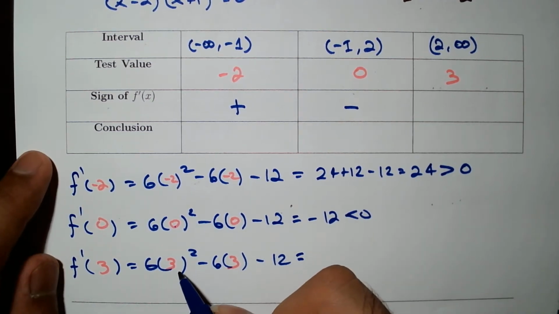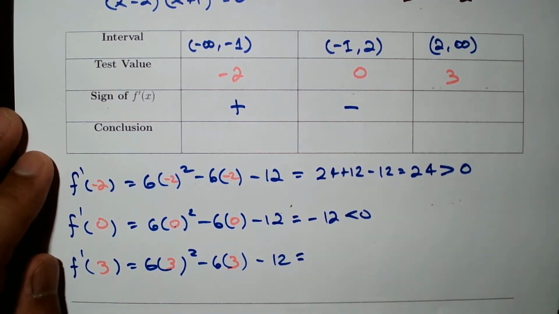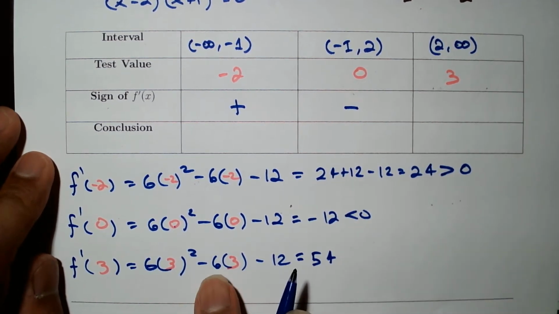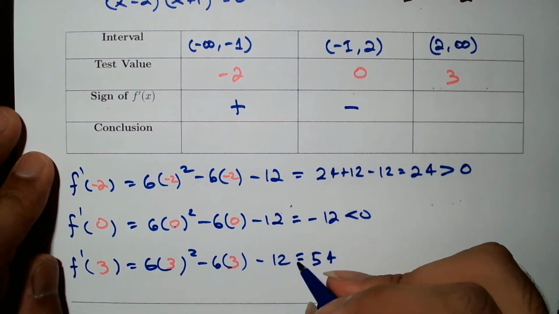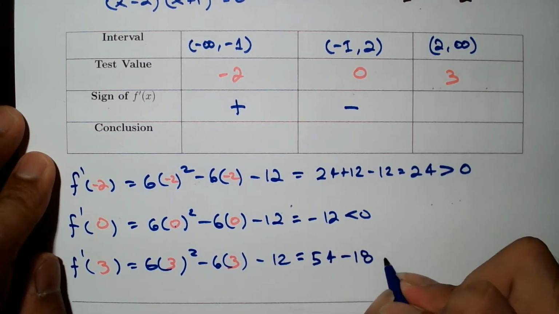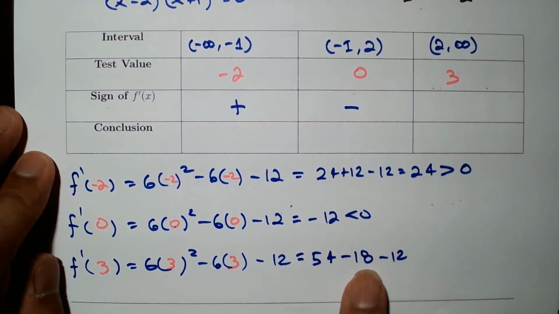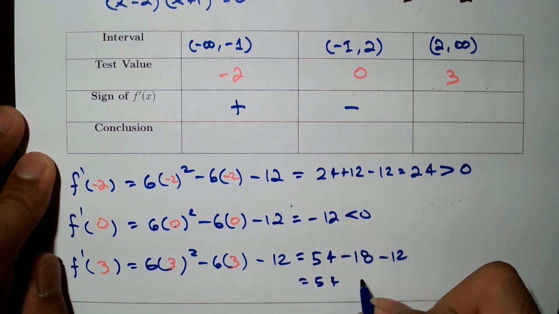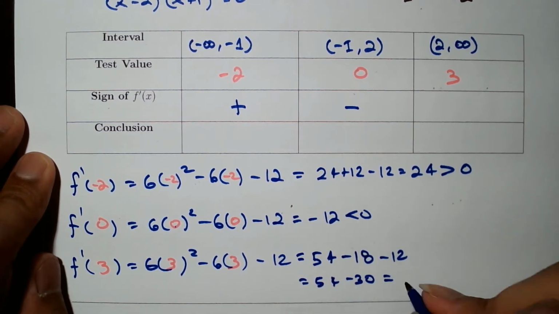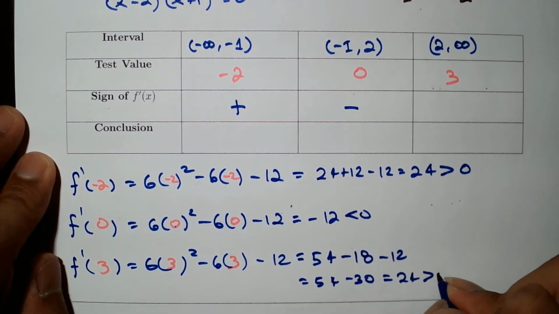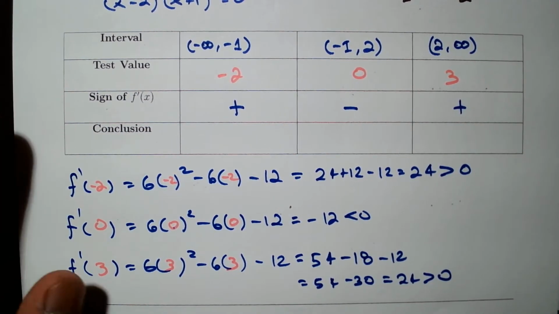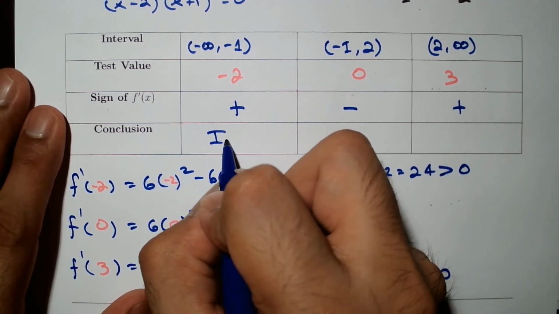Finally, 3 squared, which is 9 times 6, that's 54, and then negative 6 times 3, and minus 12. So I'm going to add the two negatives, so that's going to be 30. 54 minus 30, that's 24 again, which is also a number greater than 0. That means positive.